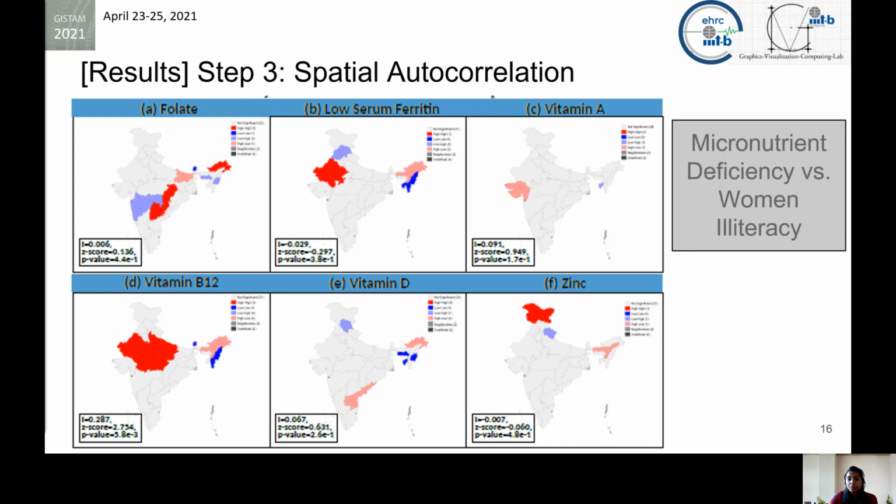Bivariate LISA between maternal illiteracy and micronutrient deficiency indicate 3, 1, 3, and 1 out of 30 states having higher prevalence of maternal illiteracy coexisting with folate, low serum ferritin, vitamin B12, and zinc deficiencies respectively. We observe that the clustering pattern in high prevalence of low serum ferritin, vitamin B12, and zinc deficiencies coexisting with maternal illiteracy is similar to the same with unimproved sanitization.